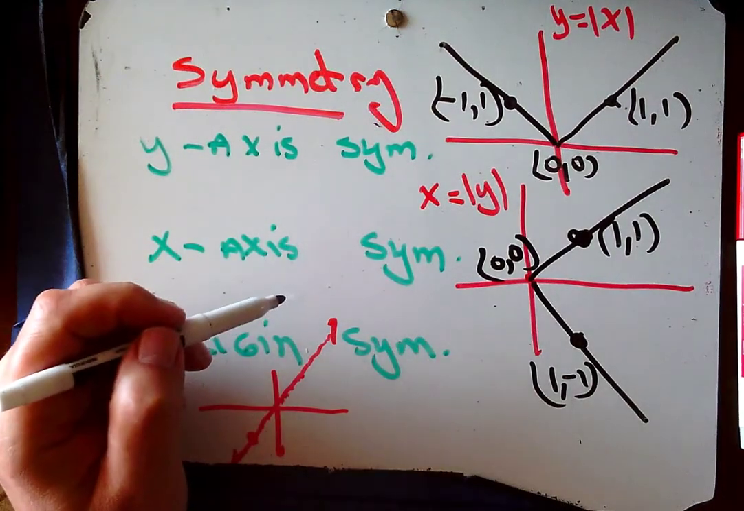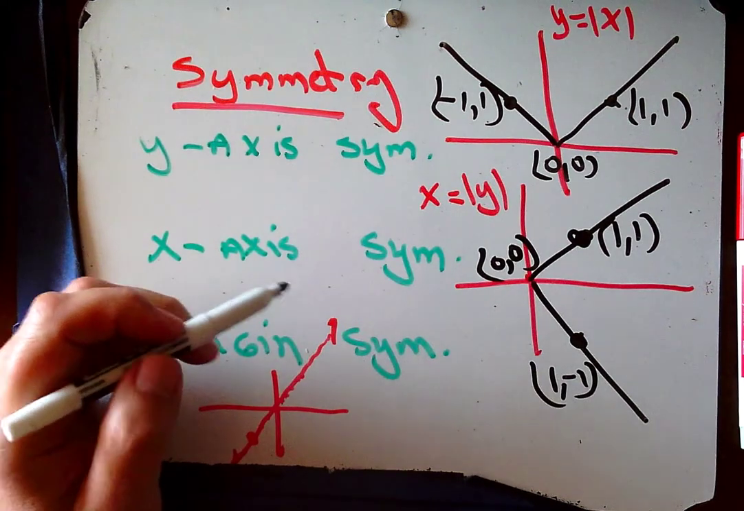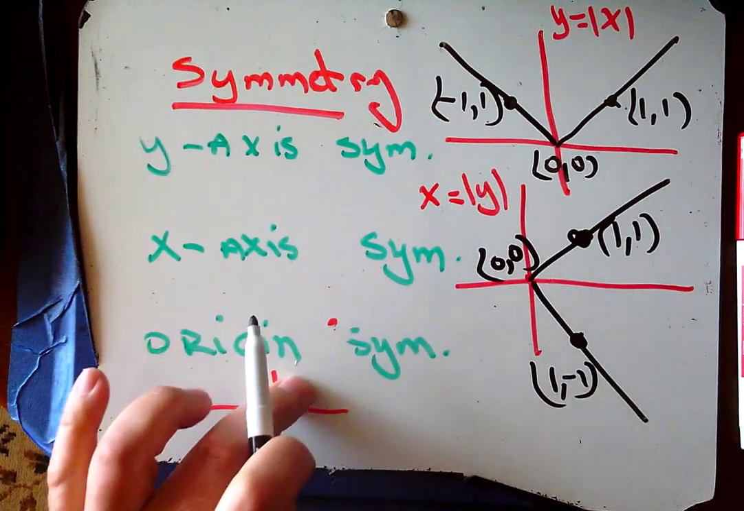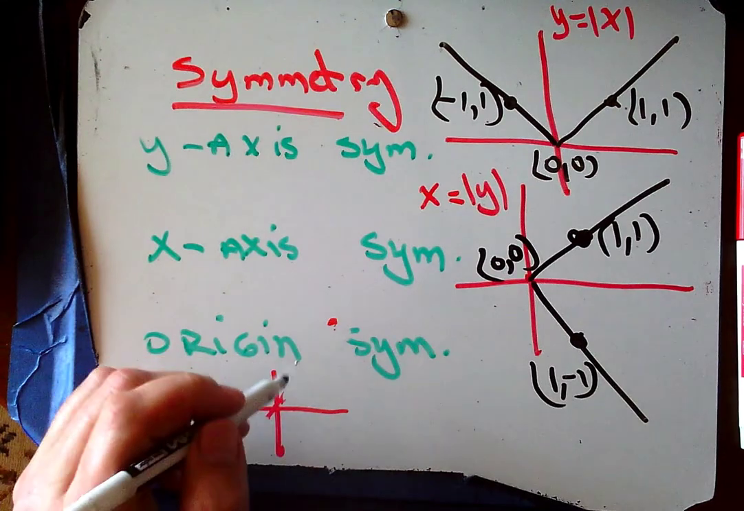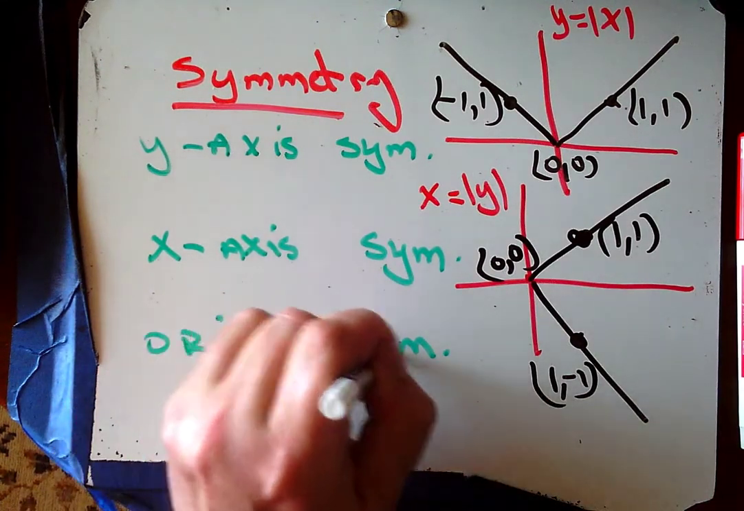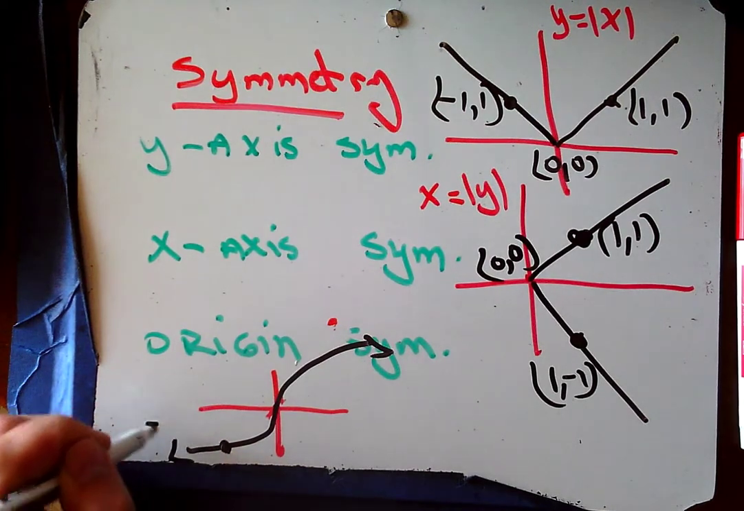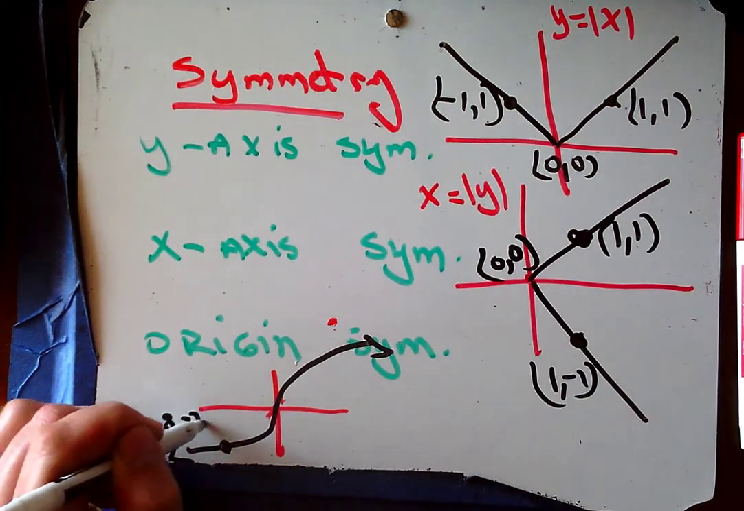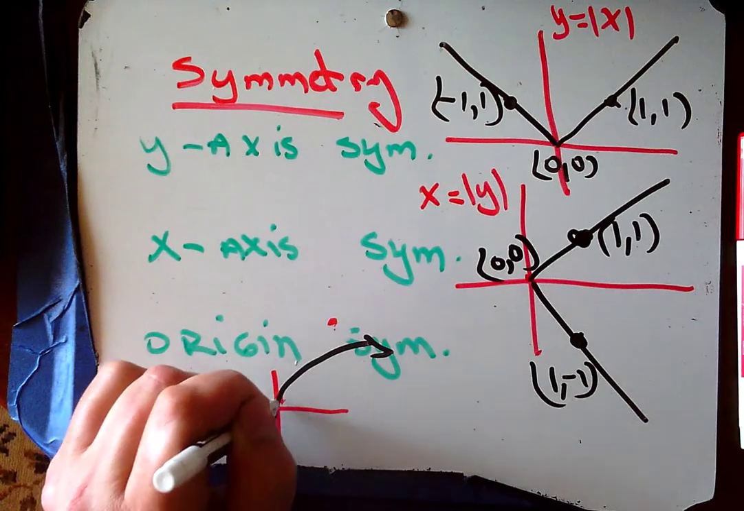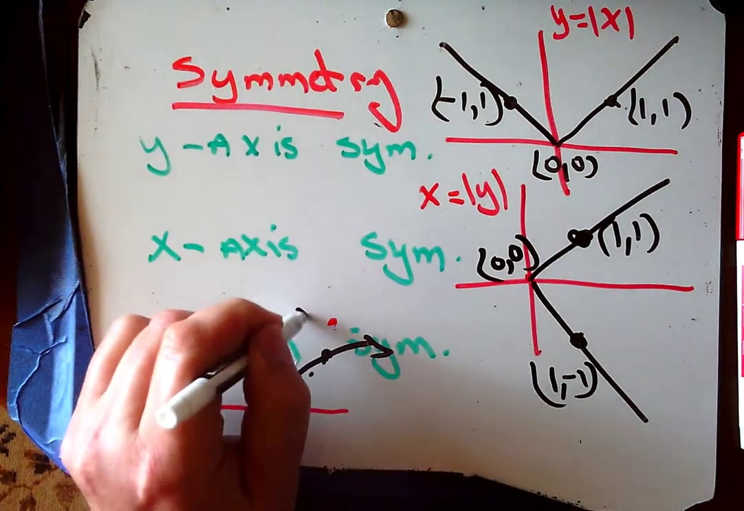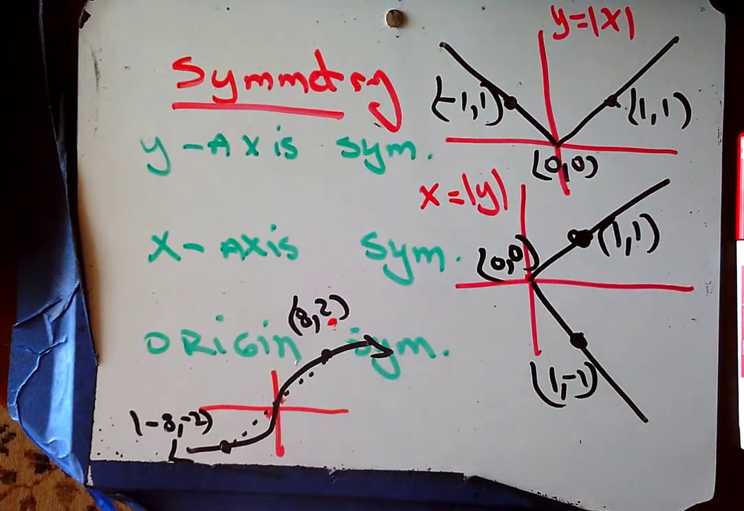For example, our cube root of x graph. This point, negative 8, negative 2, goes through the origin and becomes this point, 8, 2. So this is an example of origin symmetry, where we're reflecting points through the origin.